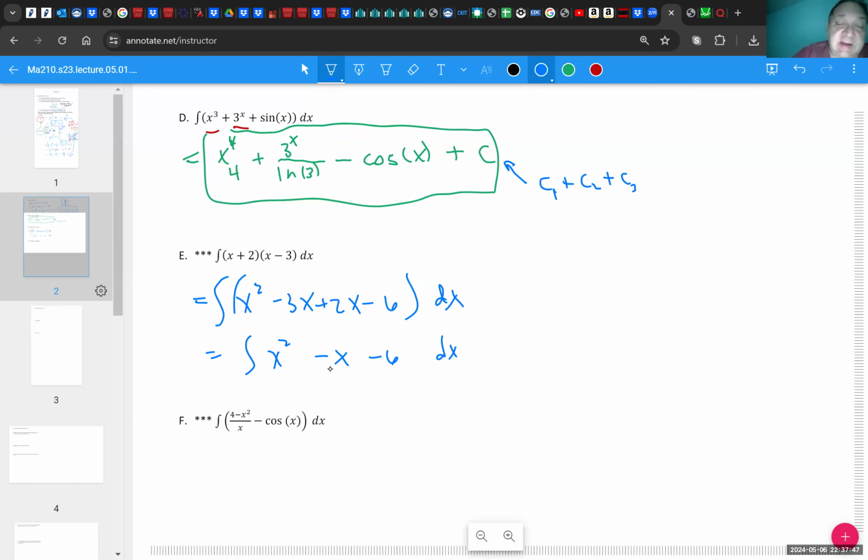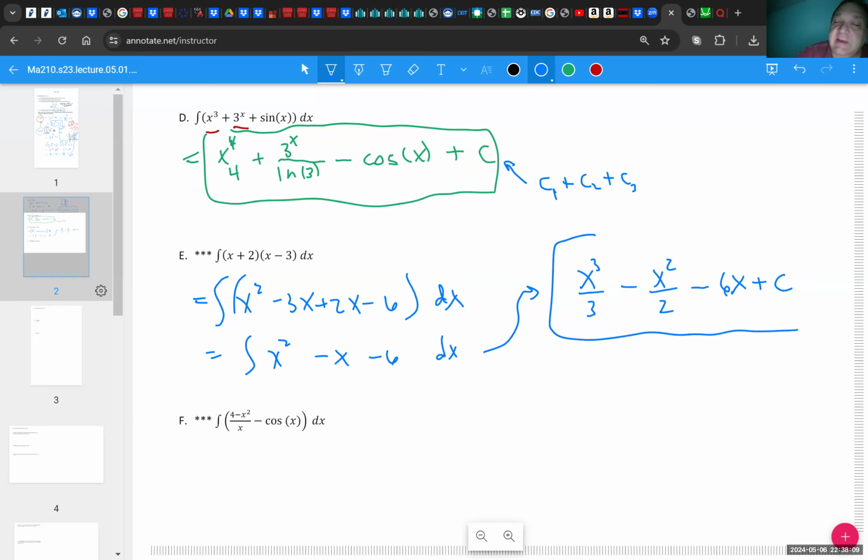And then I can anti-differentiate term by term. Antiderivative of x squared is x cubed over 3. Antiderivative of x is x squared over 2. Antiderivative of minus 6 is minus 6x. I do get a constant because when I differentiate it, it goes to 0, so that has to be part of my antiderivative. And that would be the answer for example E.